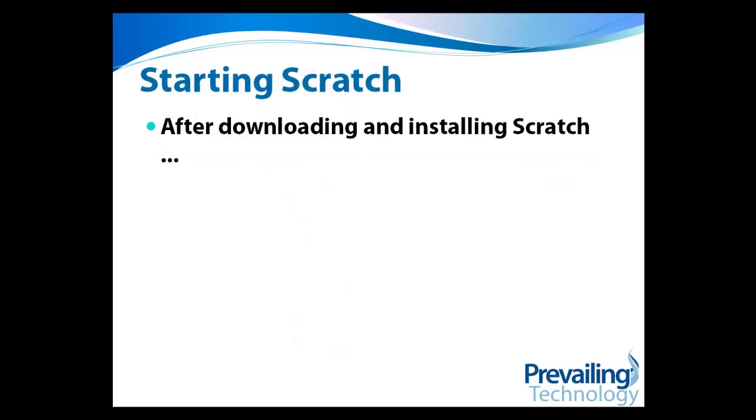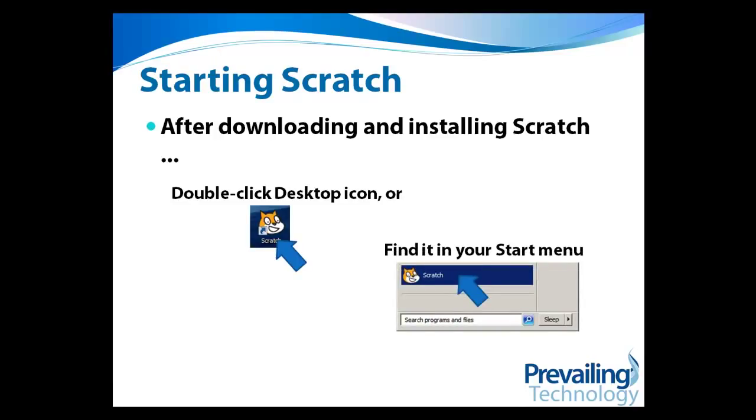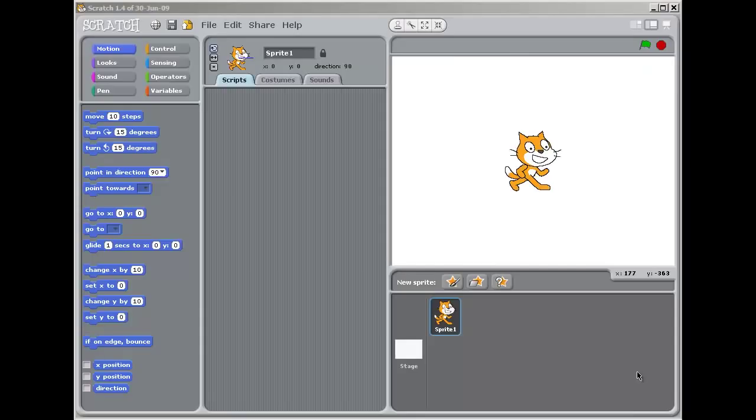After you download and install Scratch, you can start it by double-clicking the desktop icon or by clicking the program from your Start menu. So let's get started. When you first start Scratch, this is what you'll see on the screen. So you'll see the little Scratch character, and Scratch tends to call this a sprite, although I tend to call it an actor. And the actor works on a stage, this big white area here.